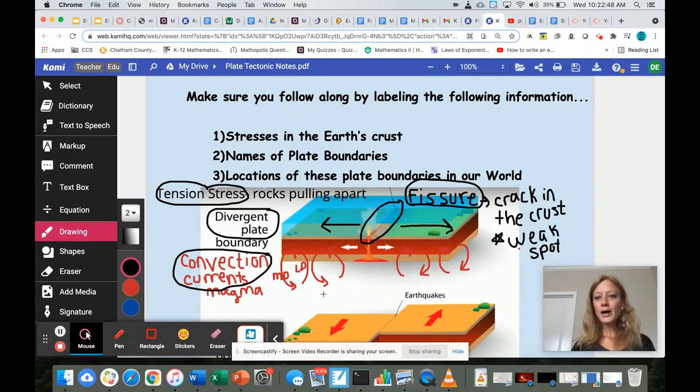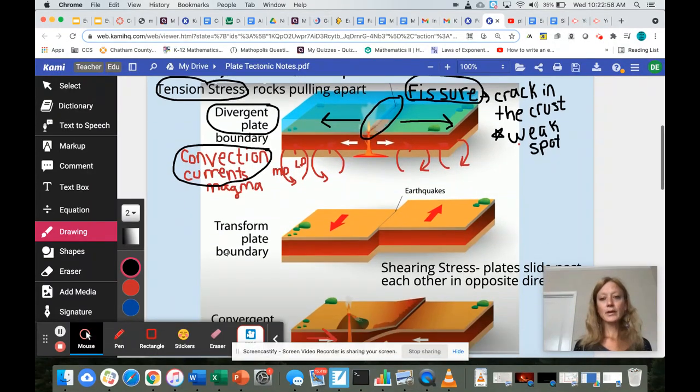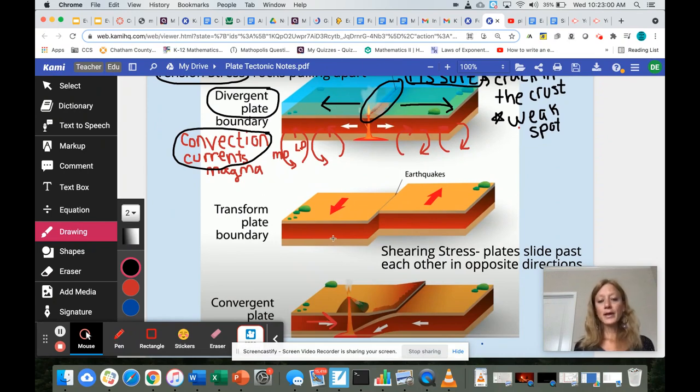Okay, let's pause for a minute. Everybody good on this first picture? Excellent, excellent. Let's go to the second picture. Okay, your second picture, we've got a transform plate boundary. So let's circle that.